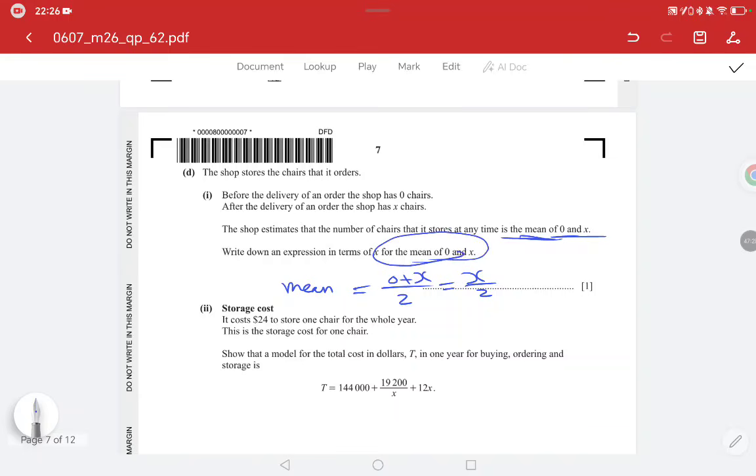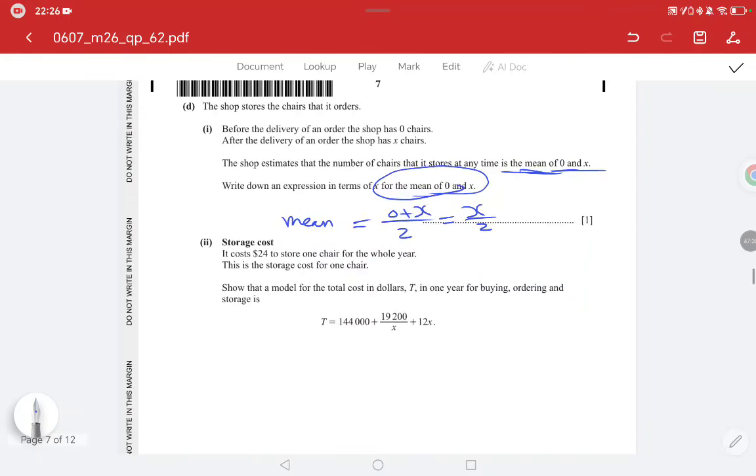So this is the mean number of chairs in a whole year, between 0 and X. Okay. Storage cost. It costs $24 to store 1 chair for the whole year. This is the storage cost for 1 chair.